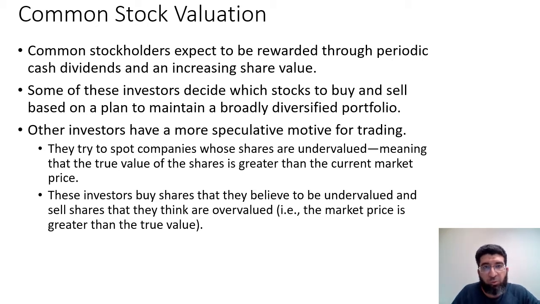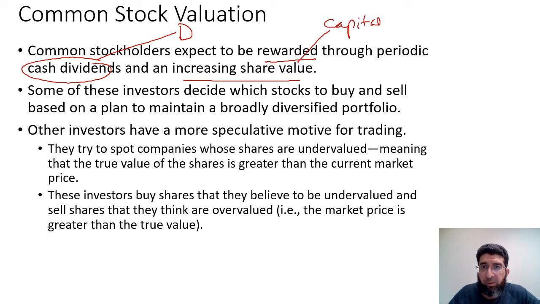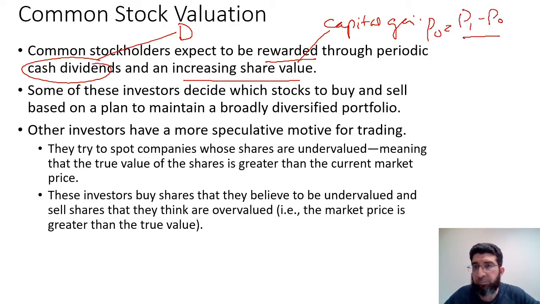What are the main sources of the rewards that come from holding a stock? Common stockholders expect to be rewarded through periodic cash dividends and an increase in share value, which is capital gains. And they are normally mentioned as: this is the capital gain part, and this is the dividend part.